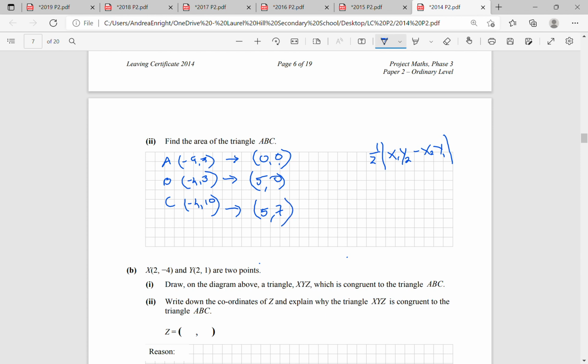Then we call this x1, y1, x2, y2. So it's a half times 5 multiplied by 7 minus x2, which is 5, multiplied by 0. Put that into the calculator and you'll get 17.5.